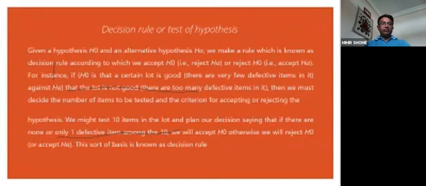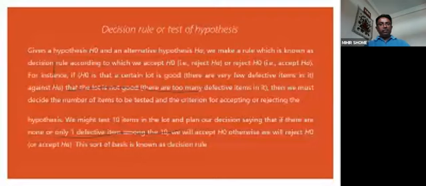Decision rule or test of hypothesis. Given a hypothesis H0 and an alternative hypothesis HA, we make a rule which is known as the decision rule, according to which we accept H0, that means reject HA, or reject H0, that means accept HA. For instance, if H0 is that a certain lot is good, there are very few defective items in it, against HA, that the lot is not good, there are too many defective items in it.